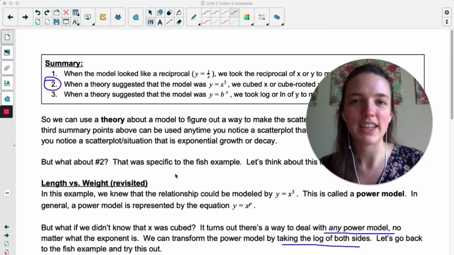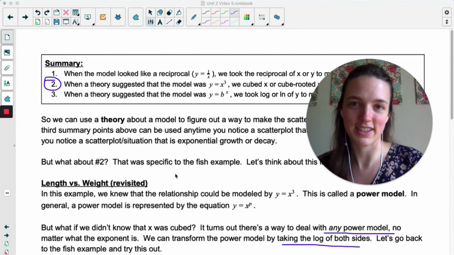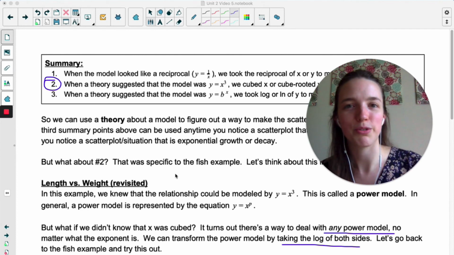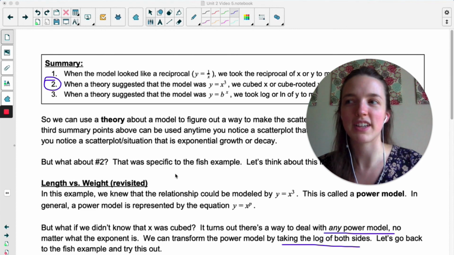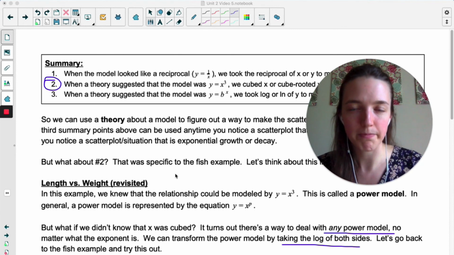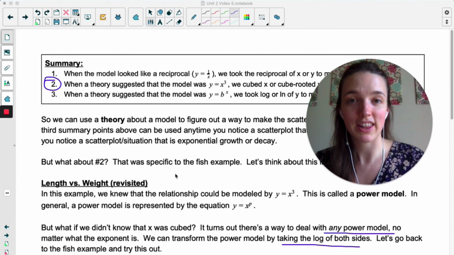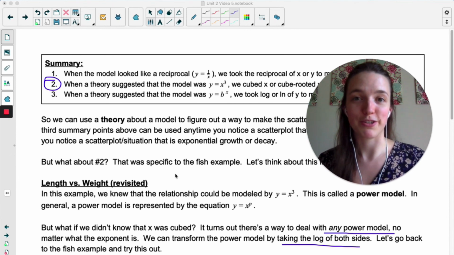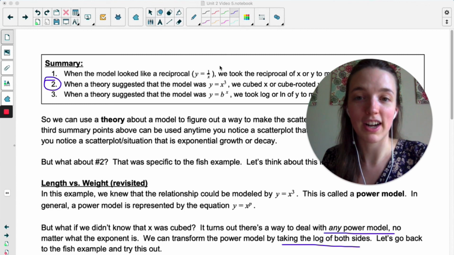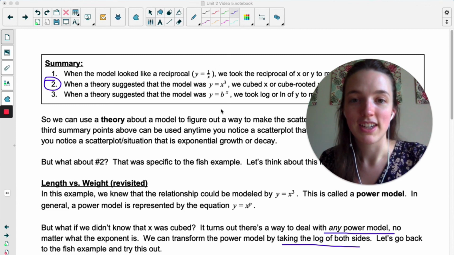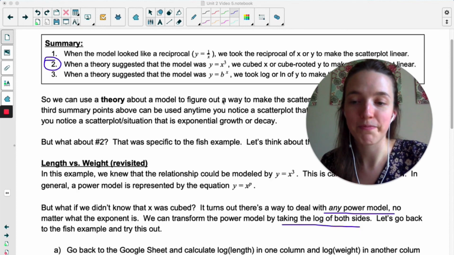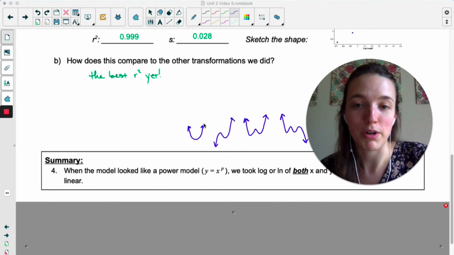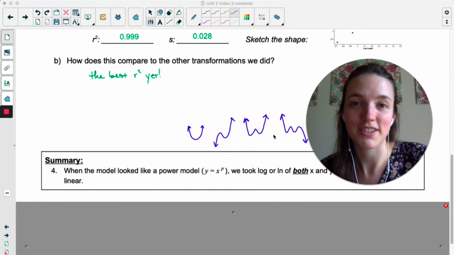The first thing would be if there's something obvious like the weight example. The length compared to weight, if you cube the length, you're going to get something closer to weight. That had a really specific theory, and if you're presented with a really specific theory, go with that. But if you don't have a specific theory, there's a couple different scenarios you could try. If it looks like it's 1 over x, use the reciprocal theory. If it looks like it's exponential growth or decay, use the exponential theory. And if it looks like it's a power model, like x squared, x cubed, x to the fourth, x to the fifth, etc., use the power model.